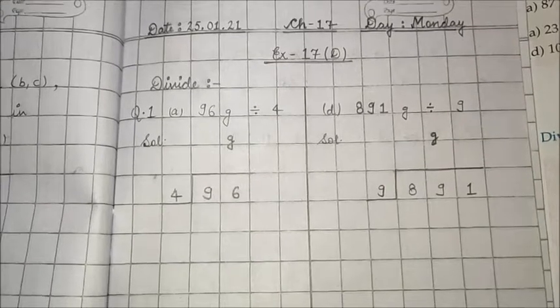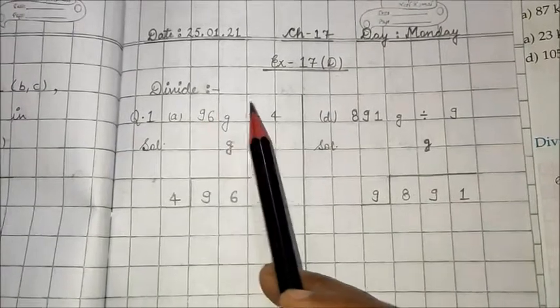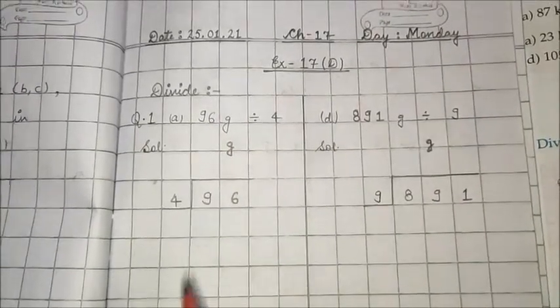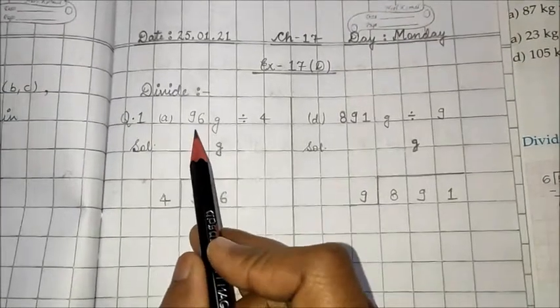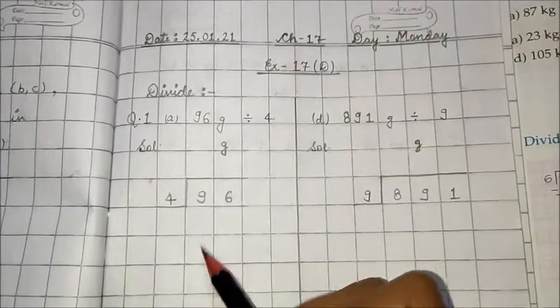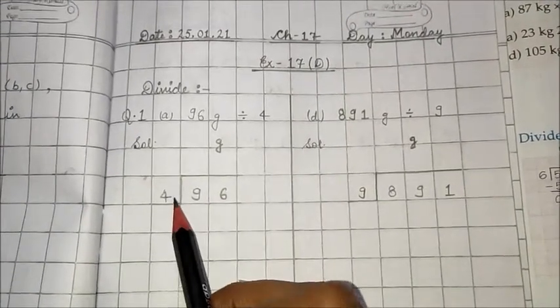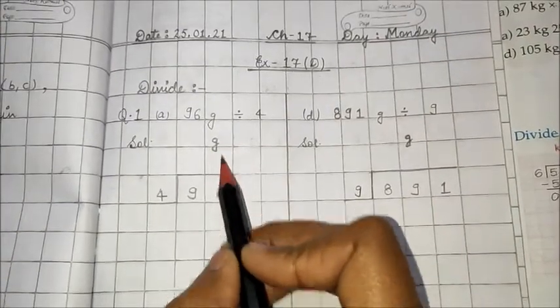Good morning students. Today we are going to start exercise 17D in which we are going to divide measures of mass. So we are going to solve question number 1, A part, which is given 96 gram divided by 4. So like this you have to divide. You will write this 4 as a divisor and 96 as a dividend and you will write gram here.